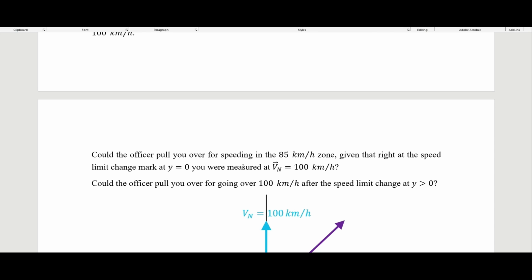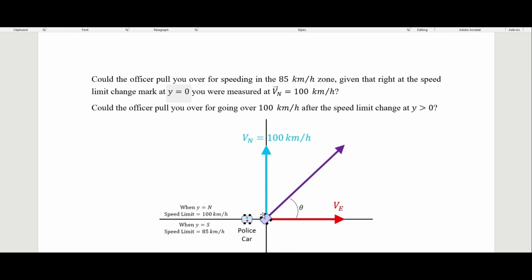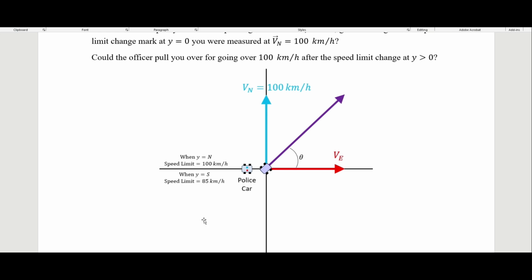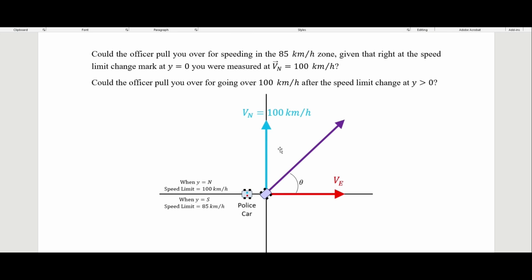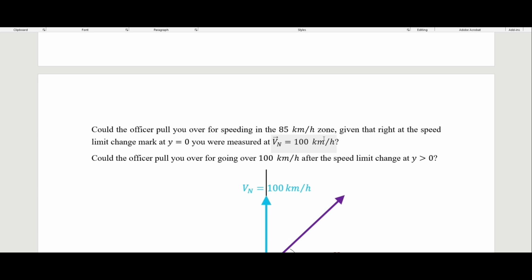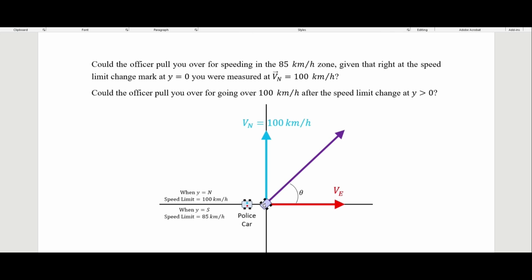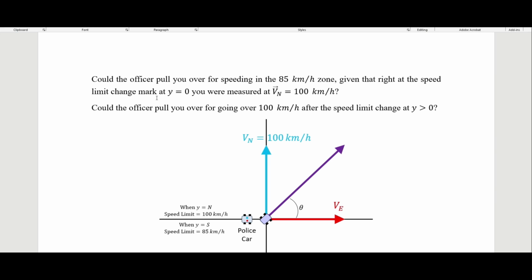Could the officer pull you over for speeding in the 85 kilometer per hour zone, given that right at the speed limit change mark at y equals 0 right here, you were measured as 100 kilometers per hour in the northward component? So we're saying that south of this line, the speed limit in the direction of this purple vector was 85 kilometers per hour. Then north of that, it's 100 kilometers per hour. And right at the line, the police car measures the northward component of your velocity as being 100 kilometers per hour. So could the officer pull you over for speeding in this southern area where the speed limit was 85 kilometers per hour?